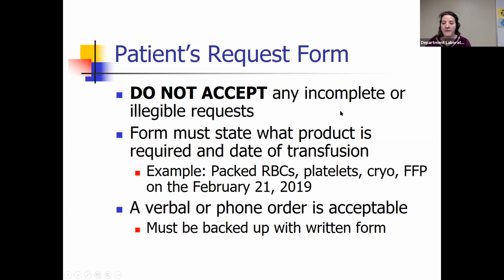All right, and then on their request, it must state exactly what product is required and the estimated date of transfusion. So that estimated date of transfusion will be very important in just a minute when I give you another piece of information. All right, so some example products. Are they wanting to transfuse red cells? Are they wanting to do platelets, cryo, FFP, and then the exact date that they plan? Maybe your patient's scheduled for surgery tomorrow. So they're wanting 2 units of packed red cells on hold for surgery scheduled on February 25th. All right.